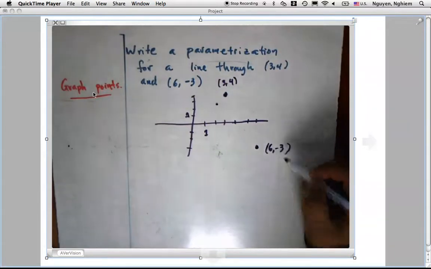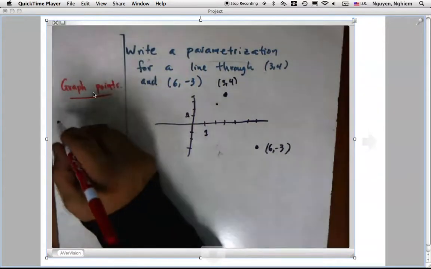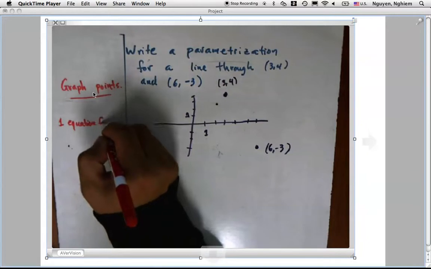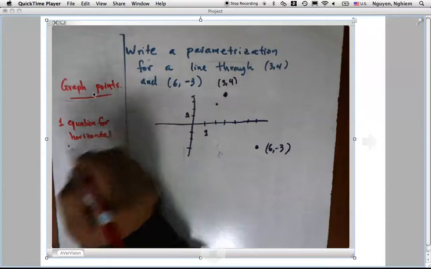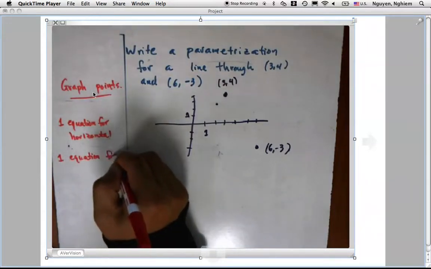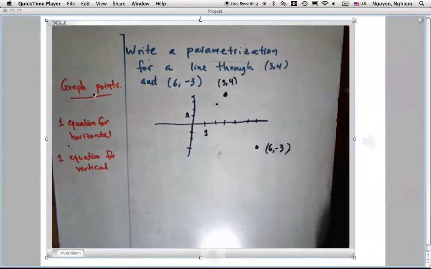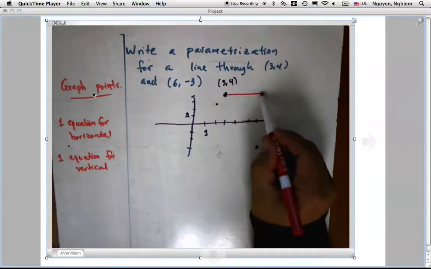(6, -3). Okay, and I need somehow to get a parametrization of this, and a parametrization is just really two equations. One equation for the horizontal movement, and then one equation for the vertical movement. So let's just look at the horizontal movement. Well, it starts out at 3 and it goes over to 6.